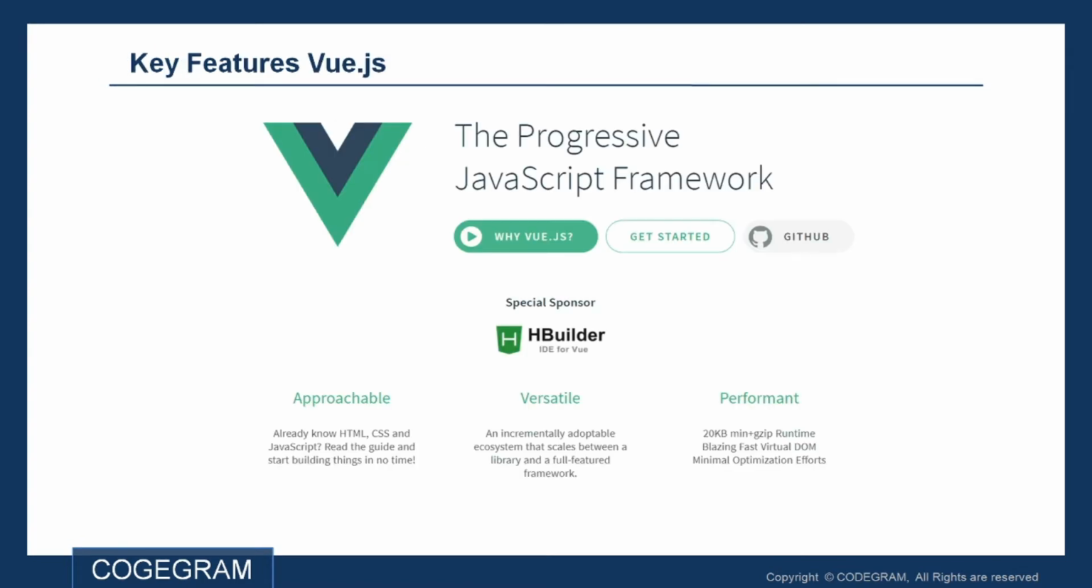So as you can see in this particular slide, it is saying that Vue.js is a JavaScript framework and it is a progressive framework. For the progressive framework, we have already understood in the last session. If you don't know that particular thing, please refer to my last session and you will get that over there. Now here the important thing that I want you to understand is that Vue.js is said to be approachable, versatile, and performant.